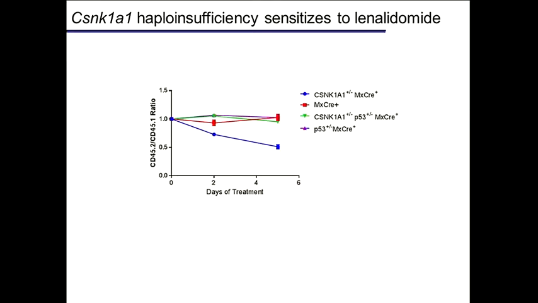And when we did a competition experiment between wild-type cells and casein kinase heterozygous cells, this is in vitro, and then treated with a drug, the casein kinase 1 alpha heterozygous cells were depleted over time, whereas the wild-type cells were unchanged. And if we mutate P53 and look at P53 heterozygous casein kinase heterozygous cells, those cells no longer are responsive to lenalidomide, consistent with the clinical observation that P53 mutant del(5q) cells no longer respond to the drug.